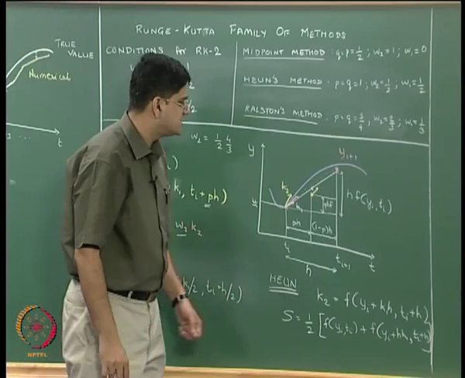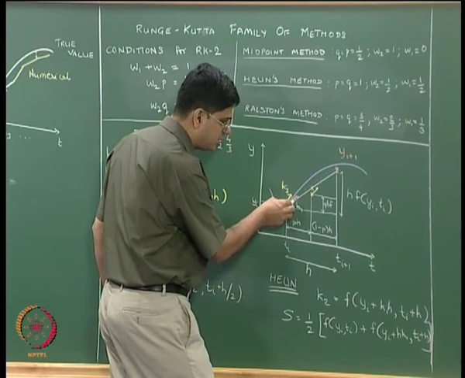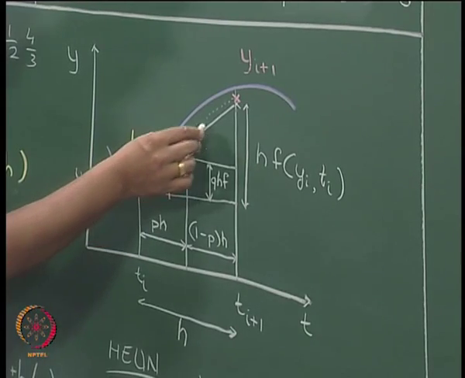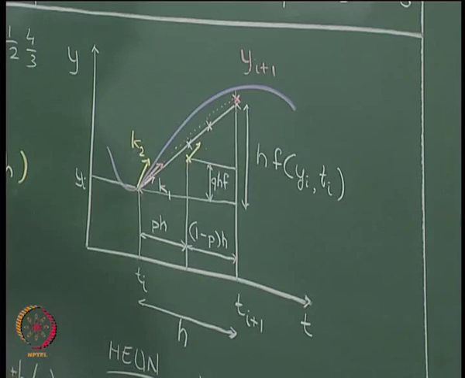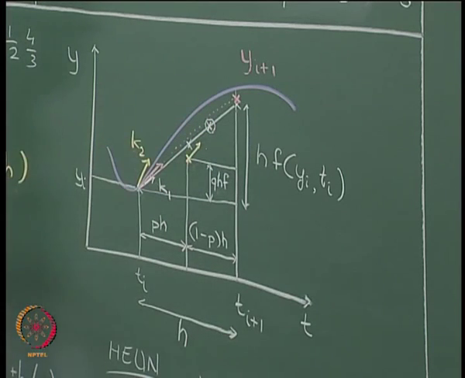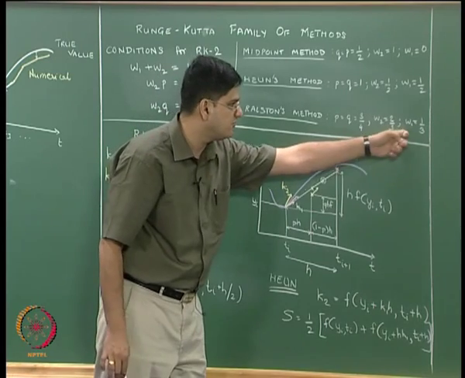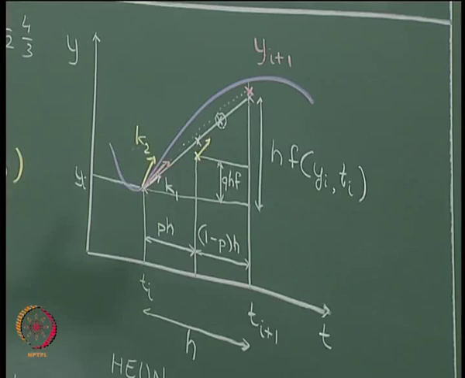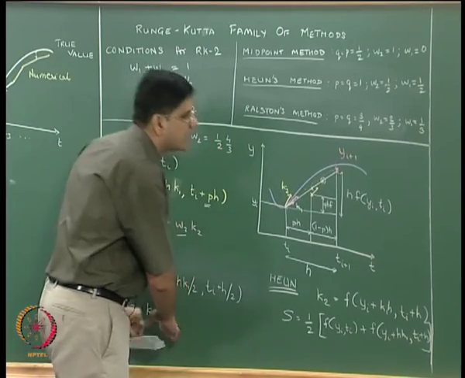In Ralston's method, what we do is we take the white slope over here. The point that is projected is going to lie 3/4 of its way towards this particular vertical line. That is where this particular point is going to lie. Then we will find out the slope at this particular point, and the red slope is going to be a weighted average of k1 and k2. The weight for k1 is going to be 1/3 and the weight for k2 is going to be 2/3. So, this is essentially what I wanted to cover with respect to the RK2 method.